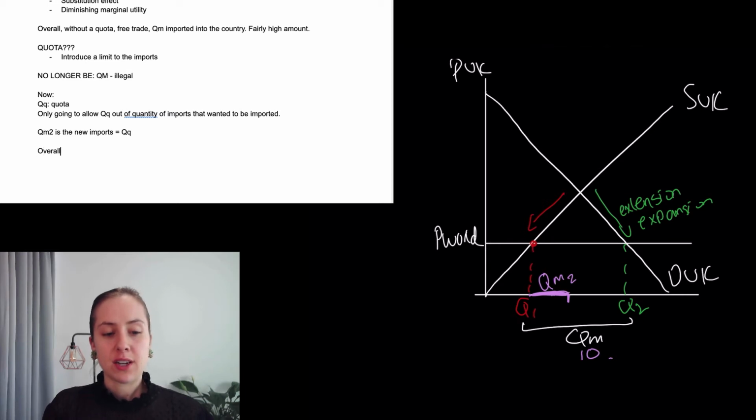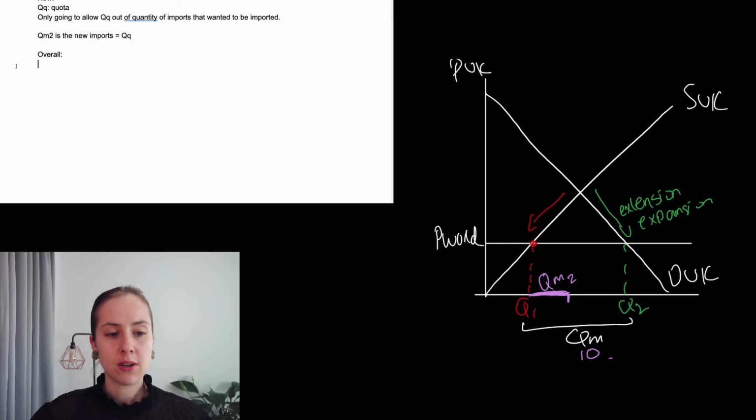Okay, so let's check what's happened. Let's go through the UK suppliers. How does it impact them? So remember before, these people have Q1 supplied at P-World, and with the quota, something really interesting is going to happen. It's going to turn out that the UK suppliers will supply more.